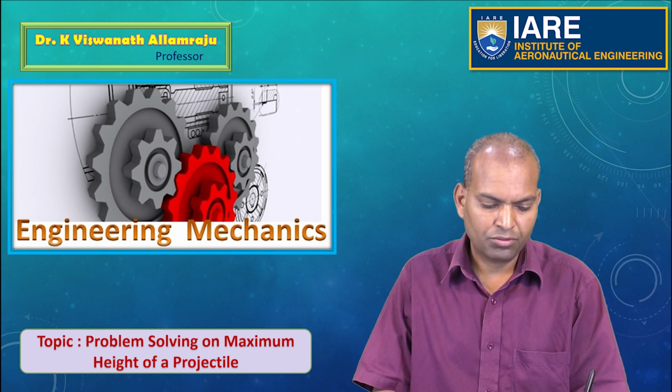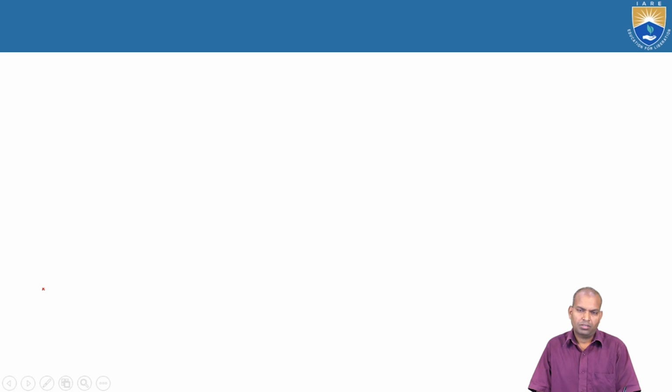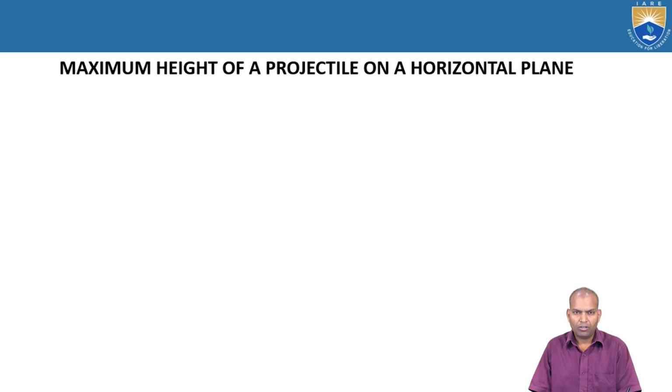In this session, we are going to study and solve problems based on the maximum height of a projectile on a horizontal plane. In the previous session, we covered the equation of the trajectory. From that equation, we calculated the time of flight and the horizontal range on a horizontal plane. Now the third component was left yesterday and is going to be solved now: deriving the expression for the maximum height of the projectile on a horizontal plane.